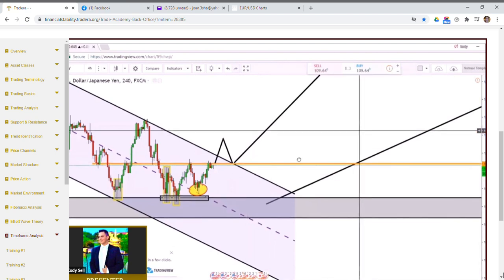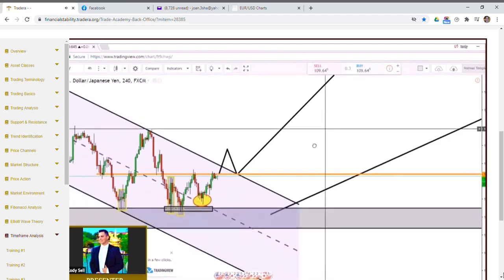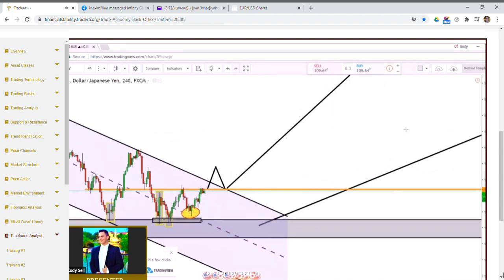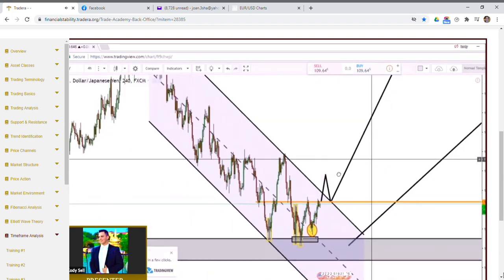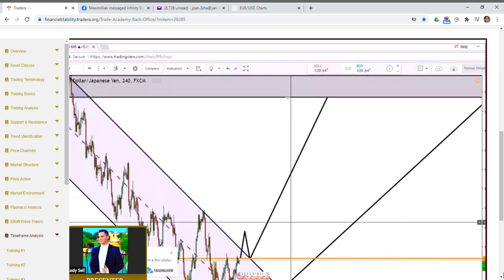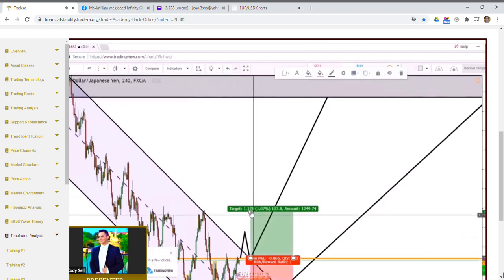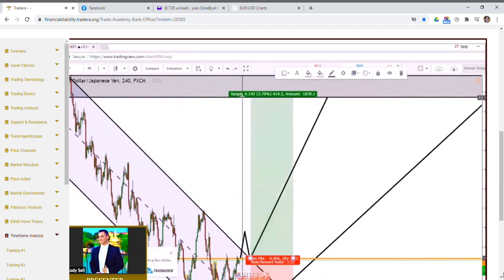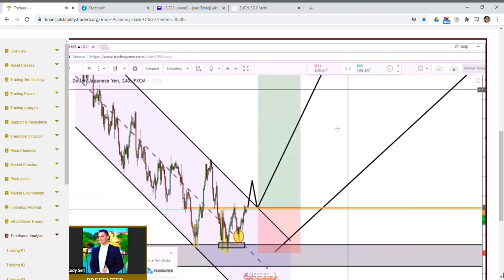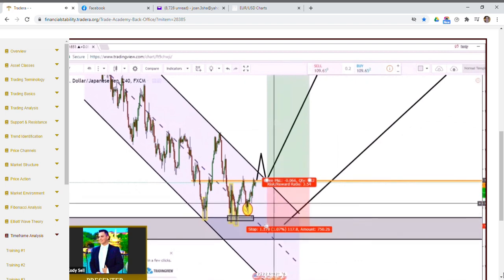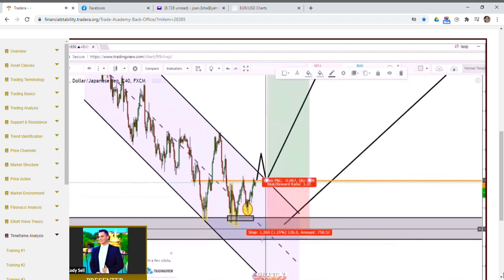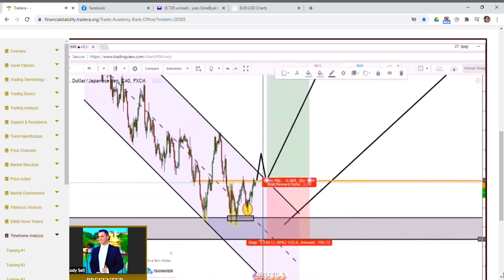Okay, now the cool part about doing multiple time frame analysis, you can zoom out here and you know that your overall target, based on everything we've talked about, is this area right here. Okay, about 416 pips or so from there. Stop loss would have to be down here. That's the level that would invalidate it.